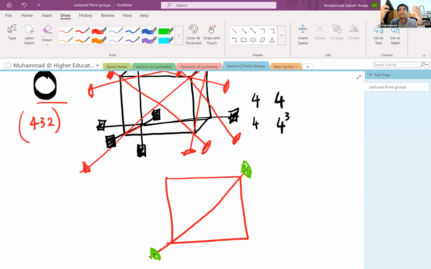Point groups deal with the external morphology or the macroscopic symmetry. They don't take into account any translation symmetry operations, and there exist translation symmetry operations. When we discuss crystal structure, we're going to talk about them. There are screw operations, glide operations. We're not talking about them. We're talking about the morphology of the crystal.